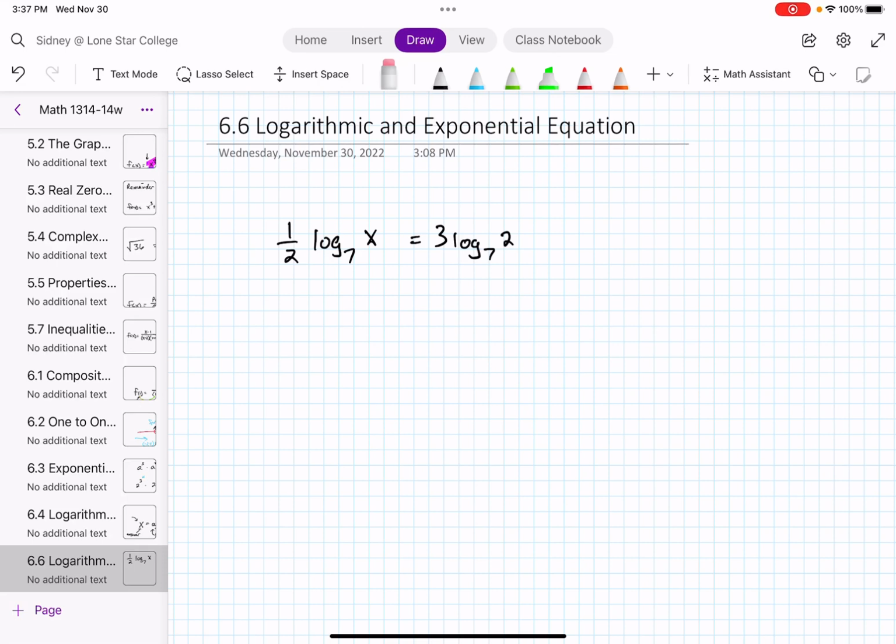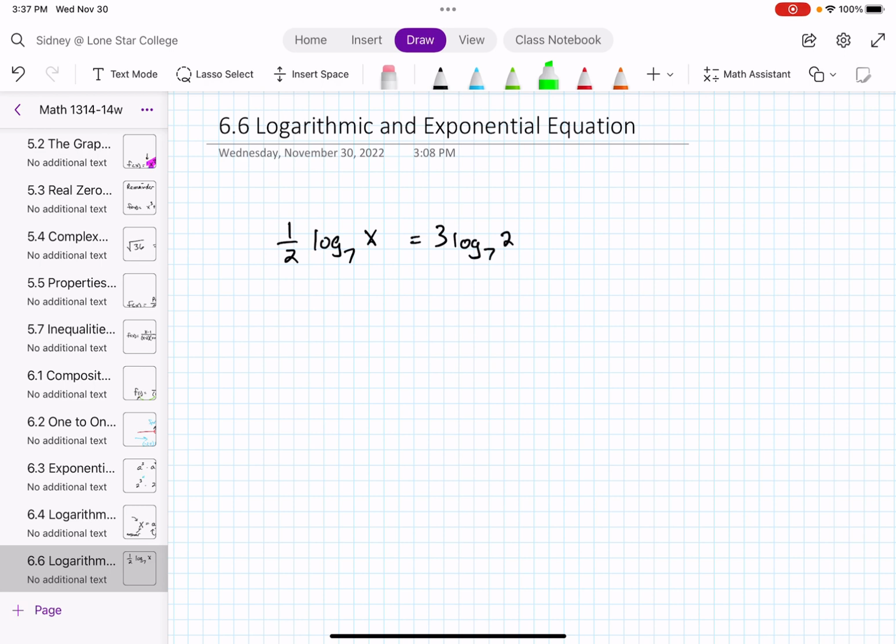So in 6.6, we are going to use all of the log properties and exponential properties we looked at in 6.4 and 6.5 and use those to solve equations. I'm not going to say anything that you wouldn't have seen in some of these previous videos, but I'm going to use those properties intentionally.